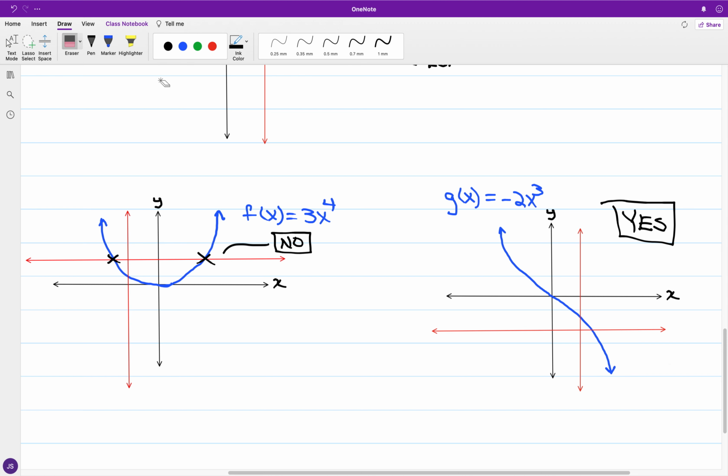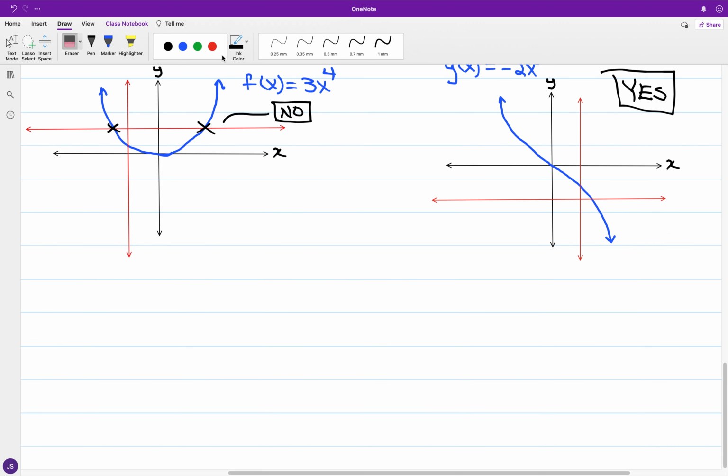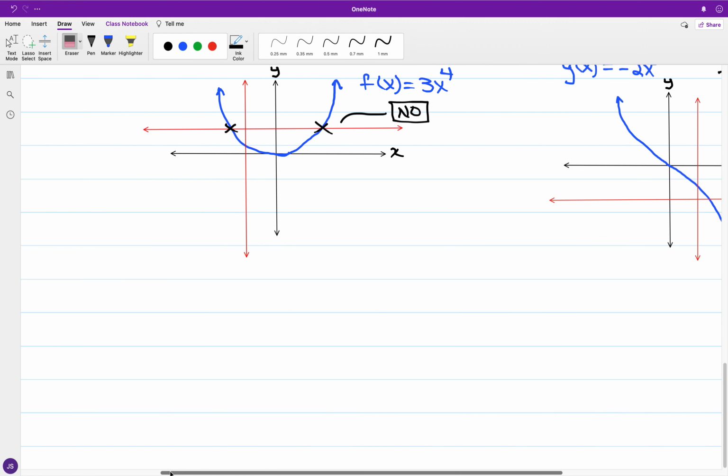So if it satisfies the vertical line test, it is a function. But if it satisfies both the vertical and horizontal line tests, it is going to be a function that is one-to-one. All right, now, and what we have regarding one-to-one functions, there is another trait regarding one-to-one functions.